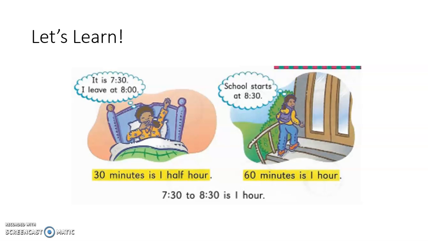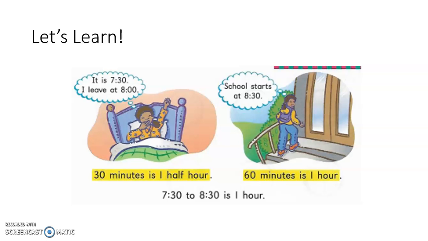Let's learn. You notice there is a picture of a little girl. She is waking up and it is 7:30 in the morning. She has to leave her house at 8 o'clock. From 7:30 to 8 o'clock is 30 minutes. 30 minutes is 1/2 hour.